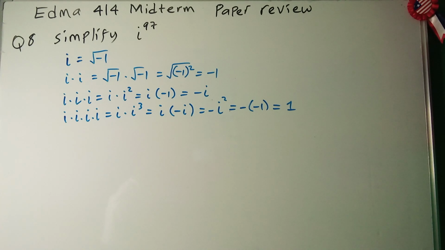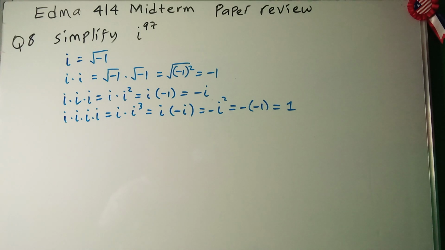In fact, it can be shown that i raised to the power of any multiple of 4 is equal to 1. And what are the multiples of 4? That's 4, 8, 12, 16, 20, and so on. Therefore, i raised to the power of 20 is 1, i raised to the power of 24 is 1, and so on. We're going to use this to find i raised to the power of 97.